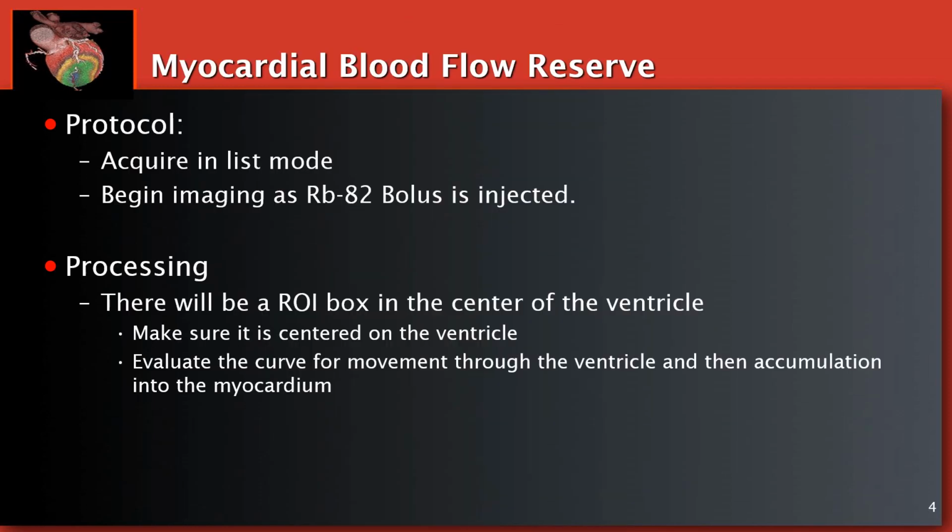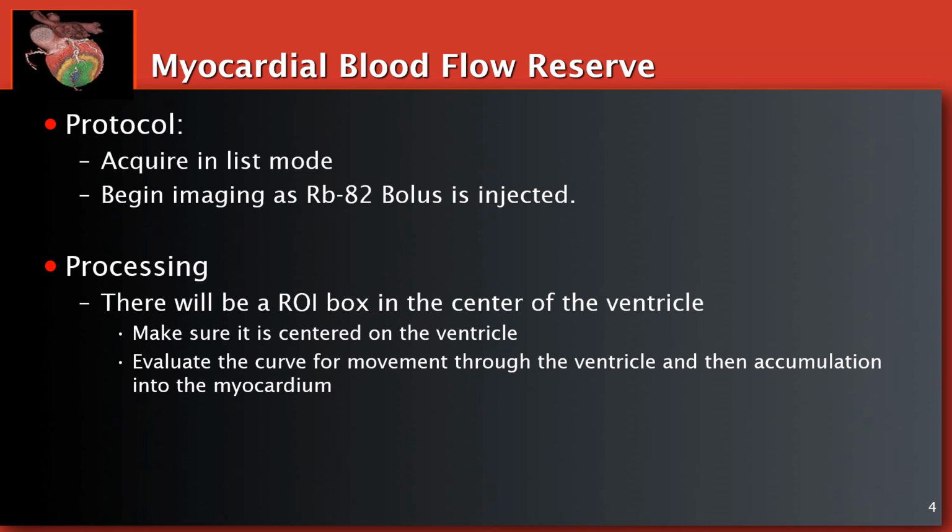The evaluation of myocardial blood flow reserve isn't a new protocol or a new test all on its own. It's just a different technique that you use to capture the flow when you're doing myocardial perfusion imaging with PET. The difference is that you acquire in list mode and begin imaging the rubidium-82 as soon as it's injected so that you can watch the bolus arrive to the myocardium. Those are really the only changes in protocol: acquire in list mode, and begin your acquisition sooner so that you can see the arrival of rubidium.